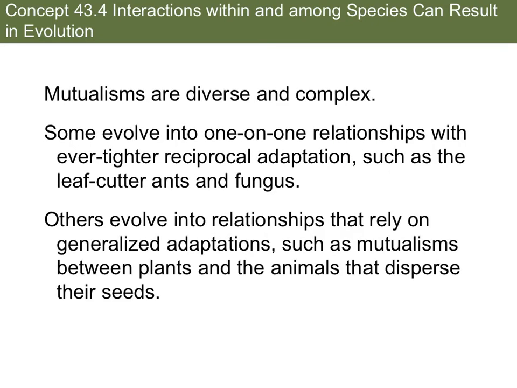Mutualisms are diverse and complex. Some evolve into one-on-one relationships with even tighter reciprocal adaptation, such as you can see with the leafcutter ants and fungus. Basically, the leafcutter ants are able to farm a fungus by using the leaves. The ants are able to use the leaves as nutrition for the fungus, and the fungus grows.